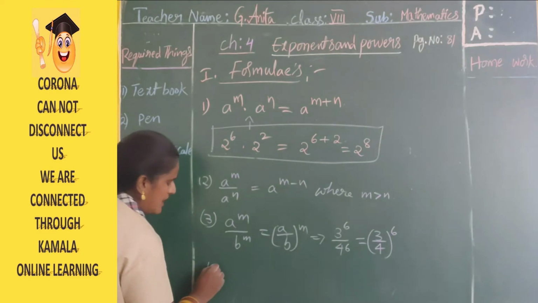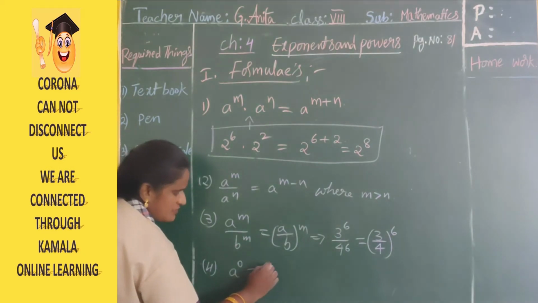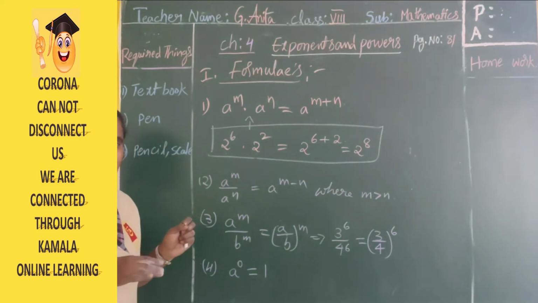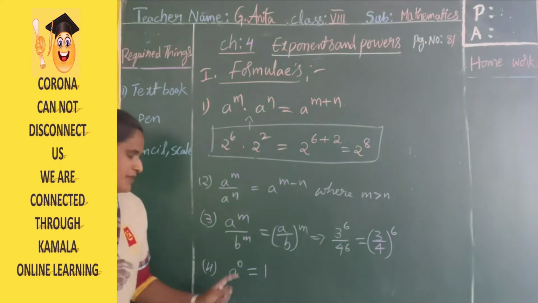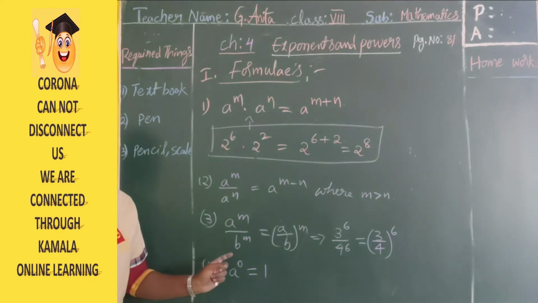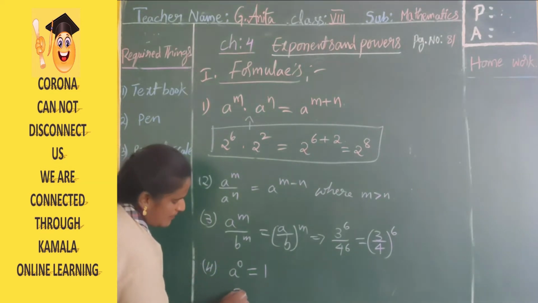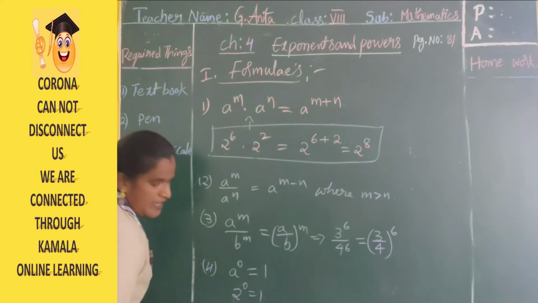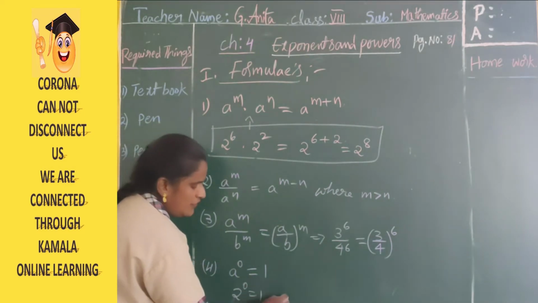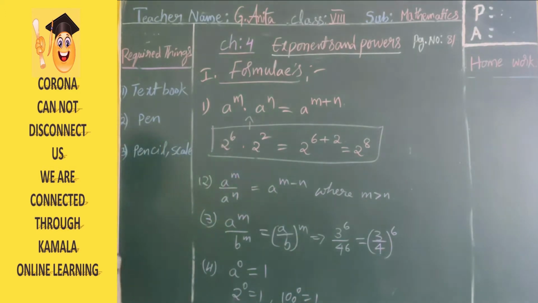Next, fourth formula, a power 0 is equal to 1. You have to remember: something power 0 is always 1. For example, x power 0, y power 0 is equal to 1. Another example, 2 power 0 is 1. Anything power 0 is equal to 1. 100 power 0 is equal to 1.